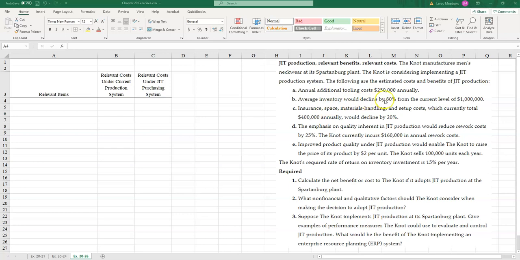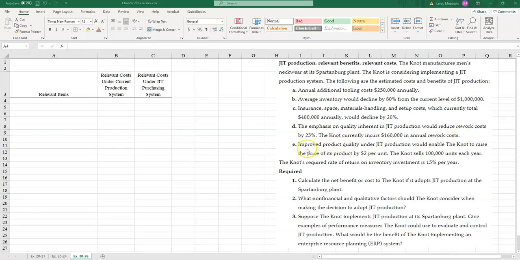Average inventory would decline by 80% from the current level of $1 million. The third thing that would happen is that insurance, space, materials handling, and setup costs, which currently total $400,000 annually, would decline by 20%. Next, the emphasis on quality inherent in just-in-time production would reduce rework costs by 25%. The Knot currently incurs $160,000 in annual rework costs.